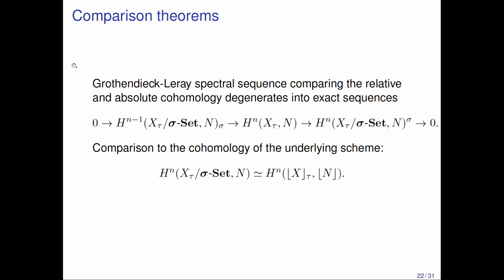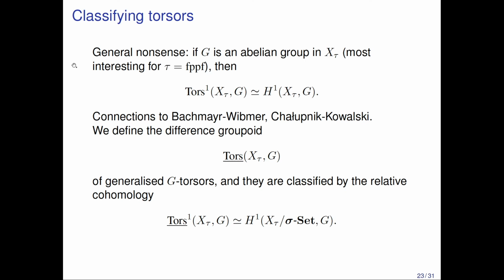Okay, so now with this machinery, we can start working and do some actual calculations. Classifying torsors using cohomology group H1. This is a completely general theory. It works in an arbitrary ringed topos, therefore it applies here. So if G is an abelian group in X tau, it's most interesting when tau is the flat topology, then the torsors are classified by H1 of G up to isomorphism.